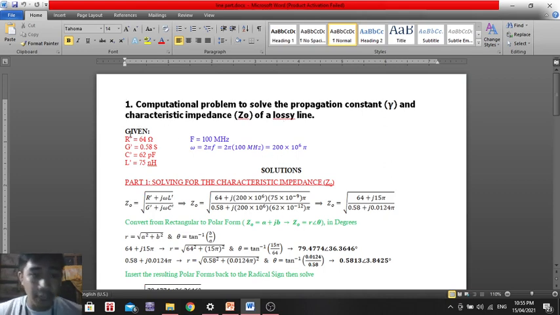Now this is my given. The R prime is 64 ohms. The conductance G prime is 0.58 Siemens. The capacitance is 62 picofarad. And the inductance is 75 nanohenry. We have a 100 megahertz frequency. And this symbol, 2 pi f, shall be equal to 200 times 10 raised to 6 pi.